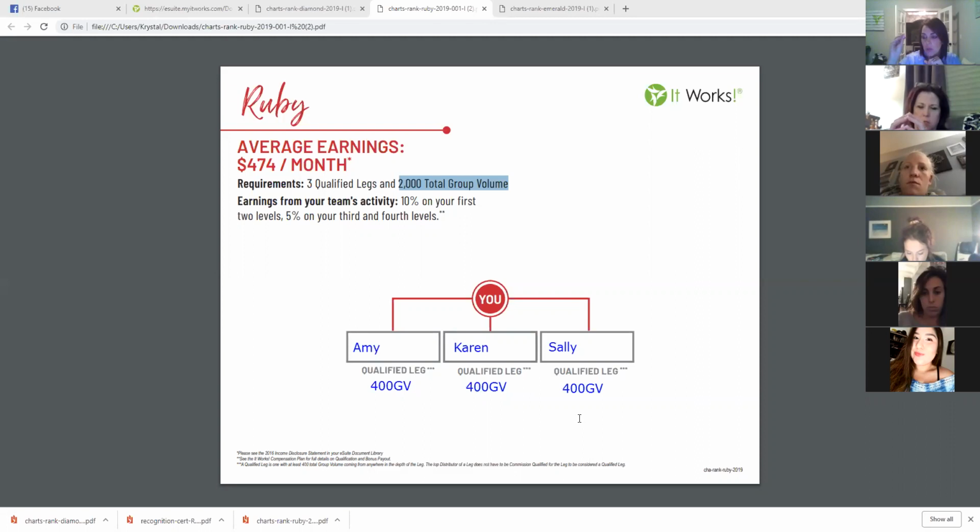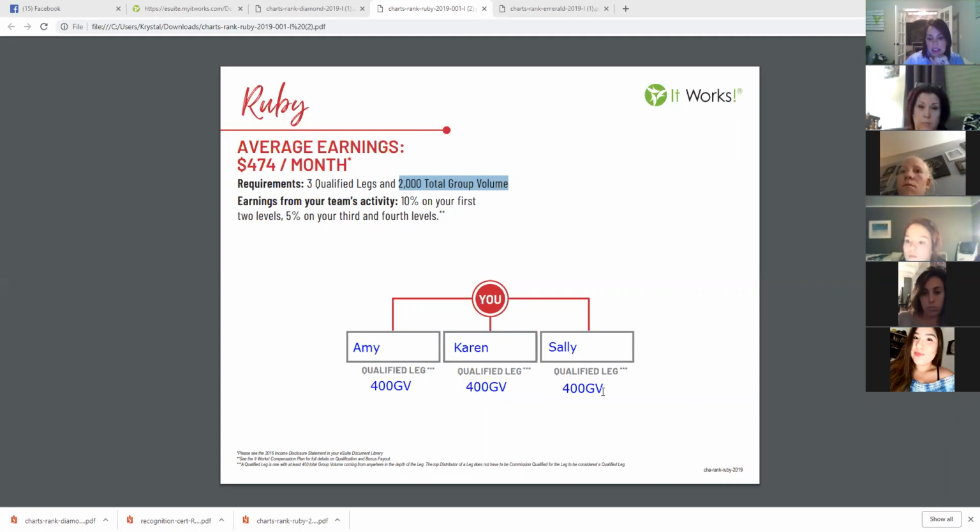Both of those volumes will come together and that will create her group volume. So all 3 distributors need to have at least 400 in volume, and to be considered a Ruby, you need at least 2,000 in group volume. So you can see that up here. So this is how I want you to think about it.